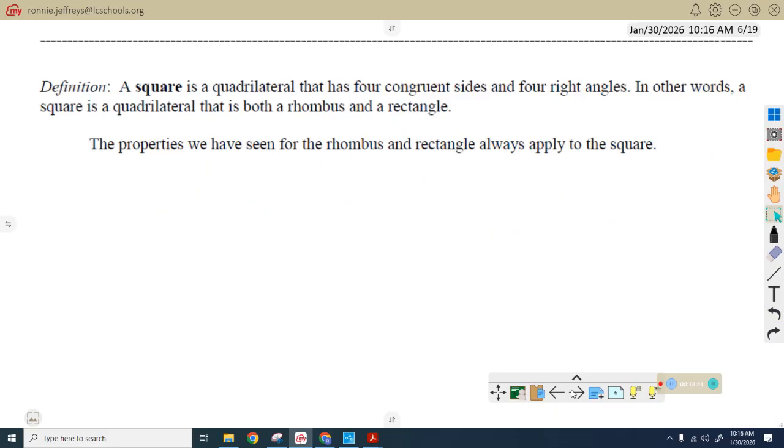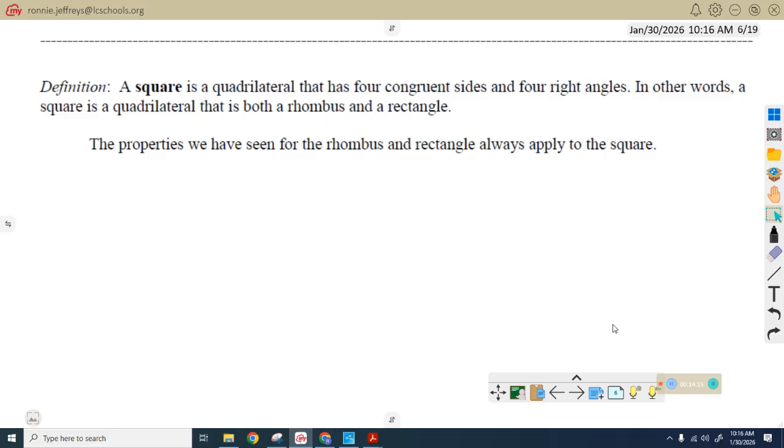All right, now, a square is a quadrilateral with 4 congruent sides and stuff like that. Basically, a square is a quadrilateral that's a rhombus and a rectangle. A square can be a rectangle, but a rectangle can't be a square. This does not make a whole lot of sense to me, but you know, whatever, potato, potato.